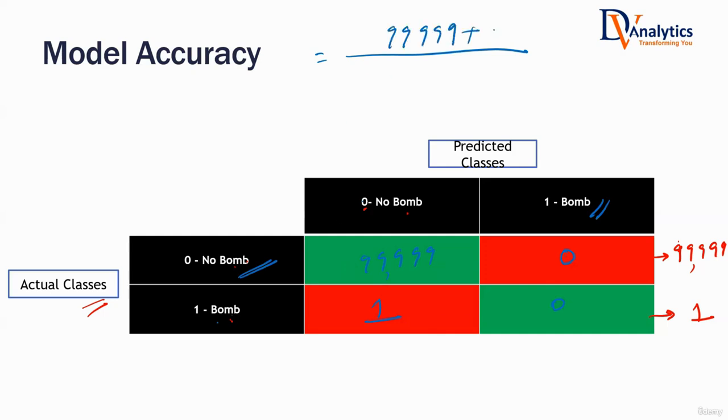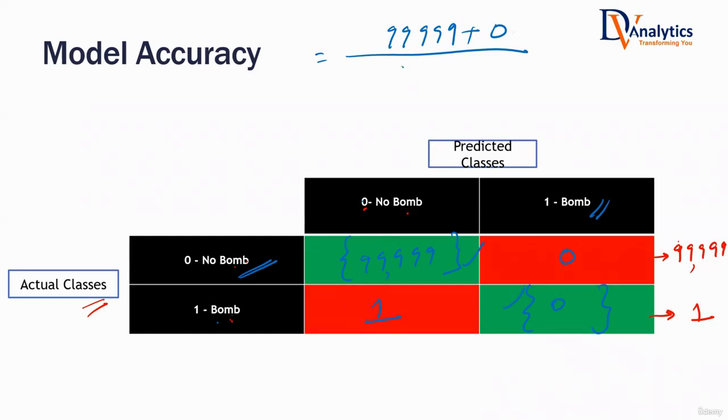99,999 plus 1. This is predicting 0 as 0 and predicting 1 as 1, right? These are the right accuracies. Predicting 0 as 0, predicting 1 as 1, that will be in the numerator. Are you with me, everyone? Yes. 0 as 0, 1 as 1, that will be in the numerator.